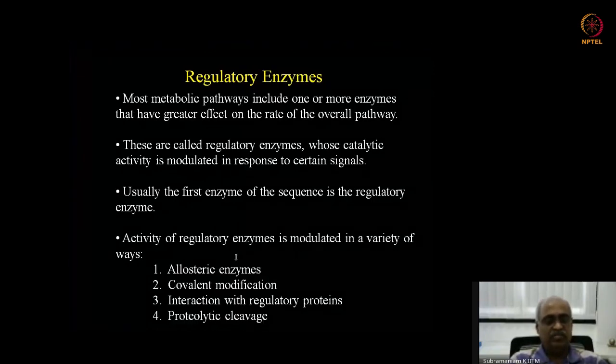So they are regulated in 4 different ways listed here. A set of enzymes called allosteric enzymes have a characteristic regulation. We will consider them in some detail. Some of them are covalently modified to be active or inactive. Some interact with other proteins that regulate them. And some undergo proteolytic cleavage before becoming active. So first, let us look at the allosteric enzymes.